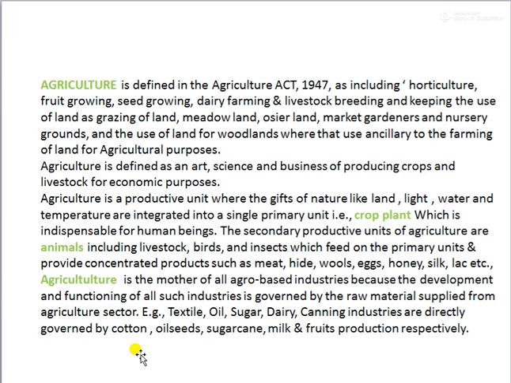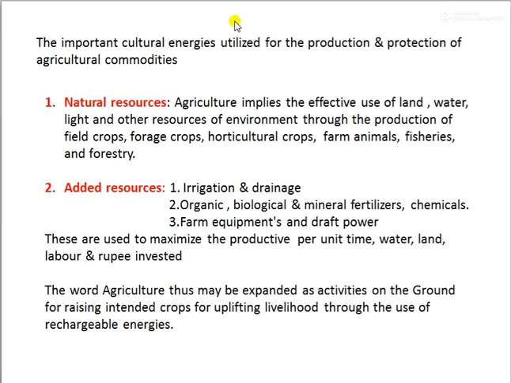Agriculture is the mother of all agro-based industries because the development and functioning of all such industries is governed by the raw material supplied from the agriculture sector. Example, textile, oil, sugar, dairy and canning industries are directly governed by cotton, oilseed, sugarcane, milk and fruits production respectively. The important cultural energies utilized for the production of agriculture commodities.